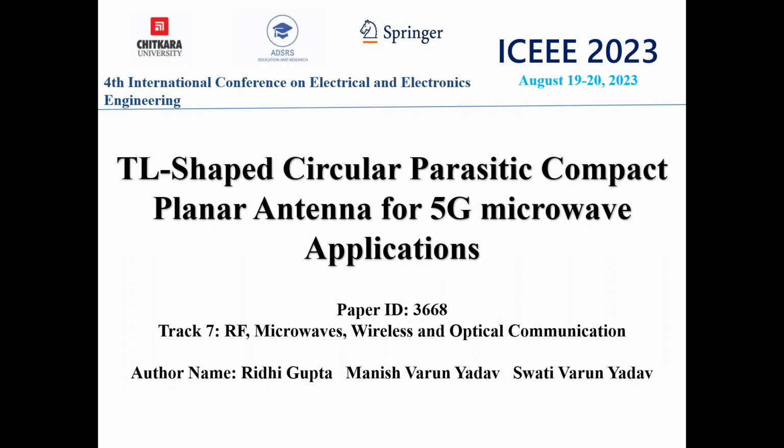Third, high band. This band includes frequencies above 24 GHz, often referred to as mmWave. High band frequencies offer extremely high data rates but have limited coverage and are sensitive to obstructions like buildings and trees. They are suitable for dense urban areas and places with high data demand.